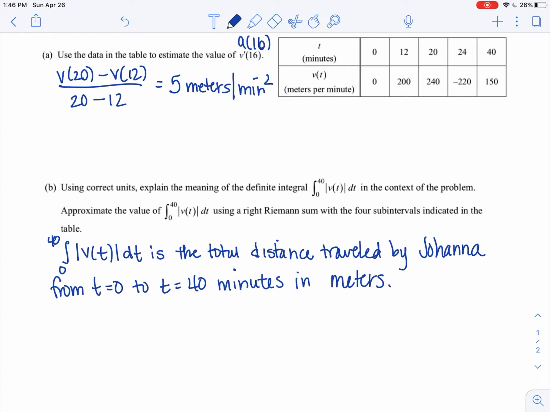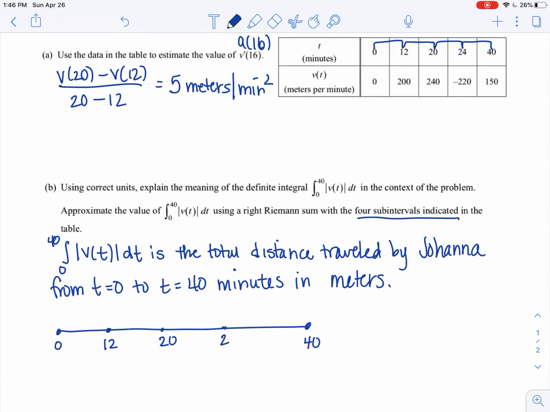So now to actually use this Riemann sum to be able to actually do this integral, you're going to want to set up a number line. You're going from 0 to 40, and it specifically is saying using the 4 subintervals indicated by the table, okay? So you're not going to do necessarily equal subintervals. You have to use only the points that are given to you in the table. So if you take a look, that's 0 to 12, 12 to 20, 20 to 24, 24 to 40. So those are not equal subintervals.